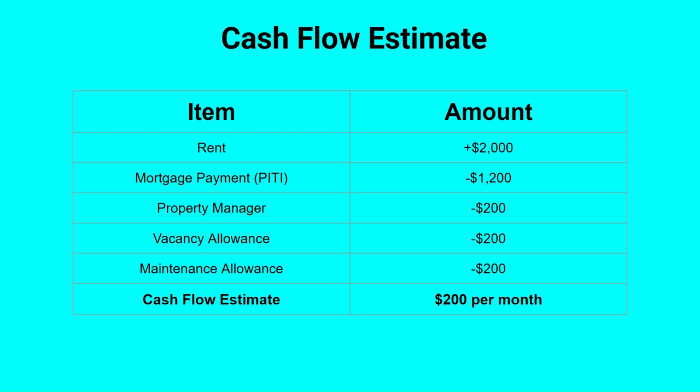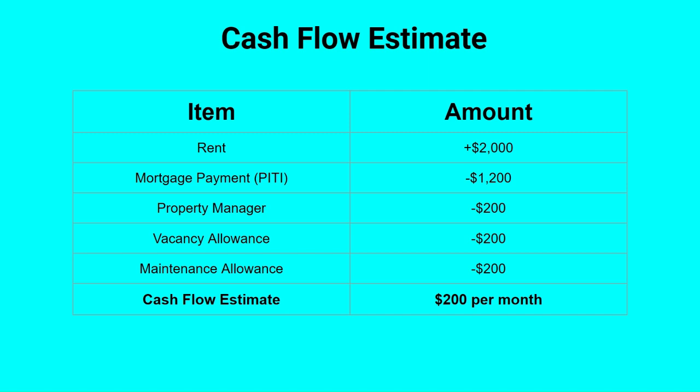Another 10% or $200 a month for maintenance, and your cash flow estimate is $200 per month, not the $600 it might seem from your fixed expenses. So by using an accurate and conservative cash flow estimate like this, you're putting yourself in a position to know exactly what to expect and which properties are more likely to actually produce income for you.